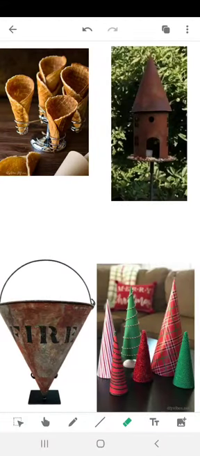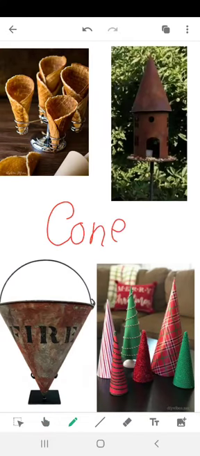Hello everyone, look over here. What do you see? Here we have an ice cream cone, a conical roof, a fire extinguisher in the shape of a cone, and some DIY Christmas gifts. What do all these shapes remind you of? Yes, very rightly. These are all cones.